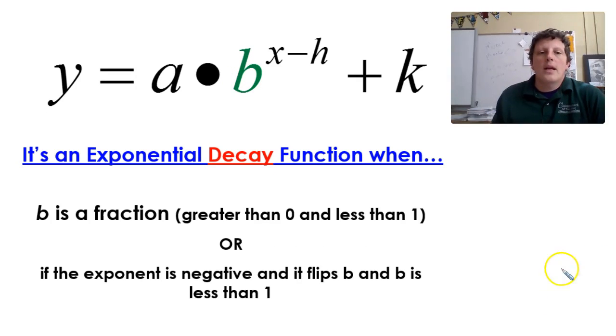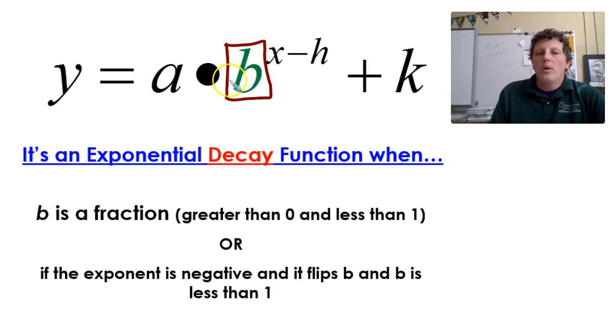Decay, on the other hand, happens when you look at the base of this exponential function and you notice that b is a fraction that is somewhere between 0 and 1. If you have a negative in the exponent, that would of course cause the base to flip to its reciprocal, and if that reciprocal is between 0 and 1, then it would be considered exponential decay.